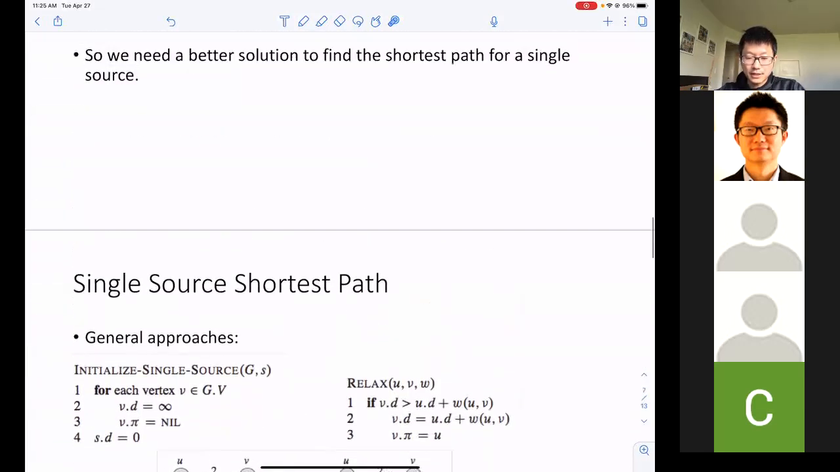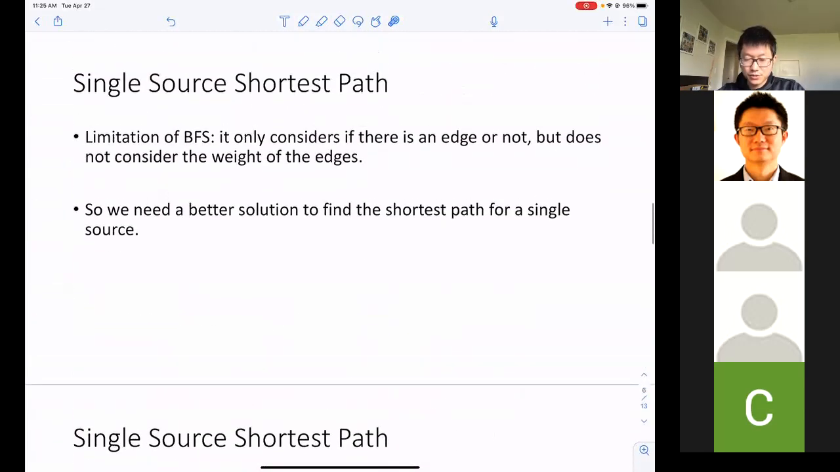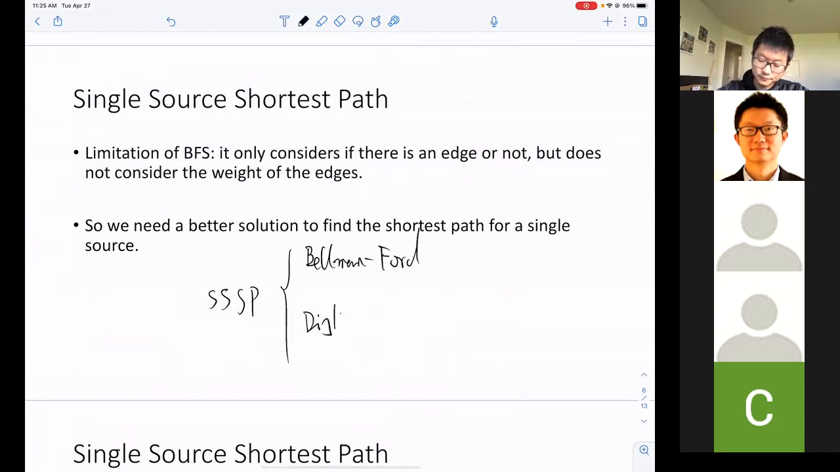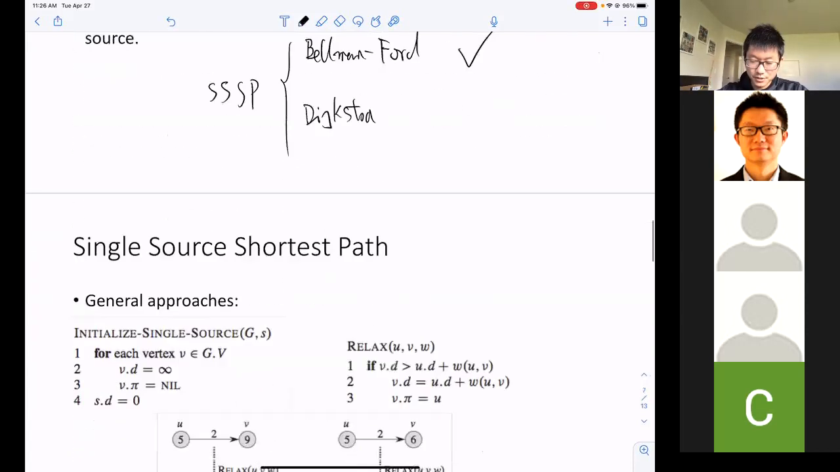Before I present, to solve the single source shortest path problem, there are 2 algorithms. The first one is named Bellman Ford, and the second one is named Dijkstra. We're going to learn the Bellman Ford algorithm today and leave Dijkstra to this Friday. Both algorithms are very important.